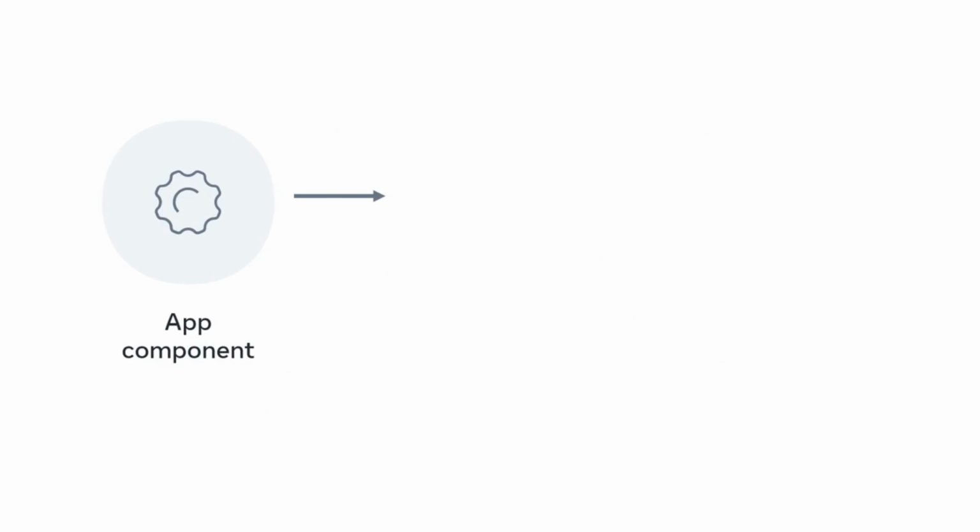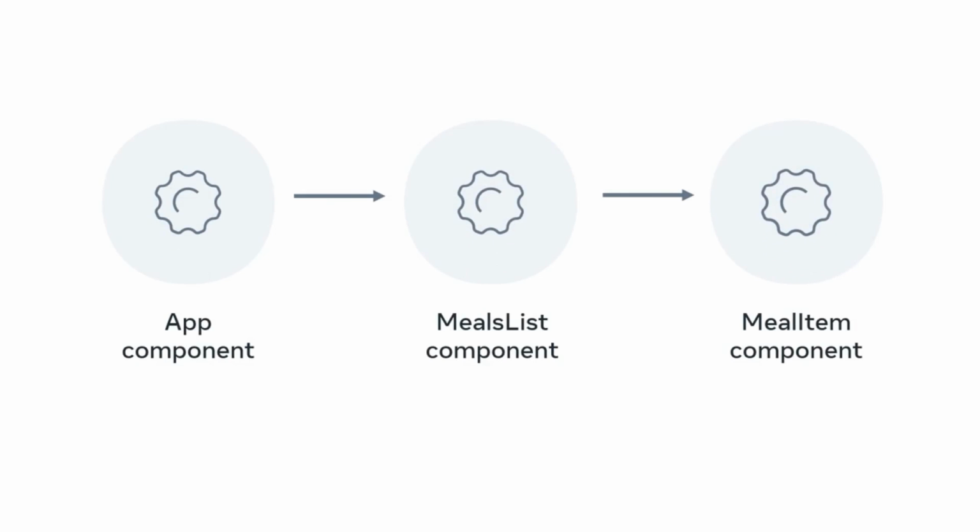The state has now moved up to the app component, and my meals list component becomes a conduit for the state data to be passed to its destination, the meal item component. The question you must now ask is, what is wrong with prop drilling?